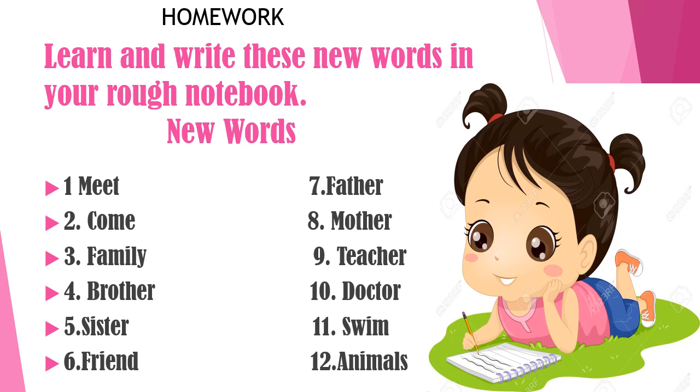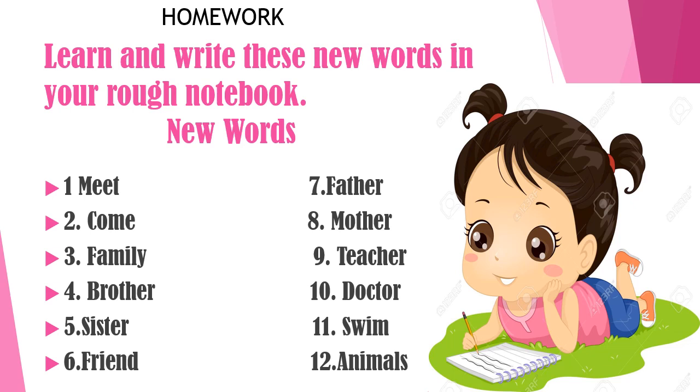Let's repeat again. Number 1 is meet. Meet means milna. Number 2 is come. Come means आओ. Number 3 is family. Family means parivar. Number 4 is brother. Brother means bhai. Number 5 is sister. Sister means behan.